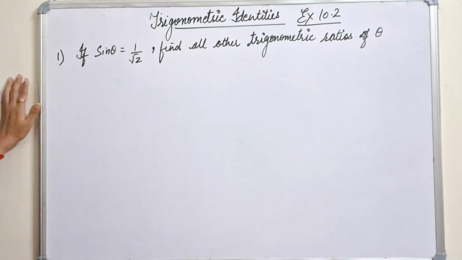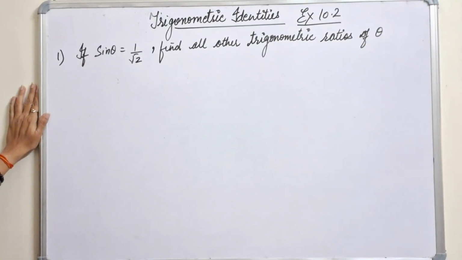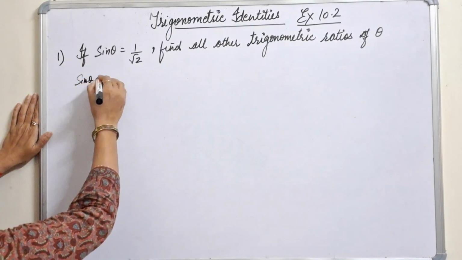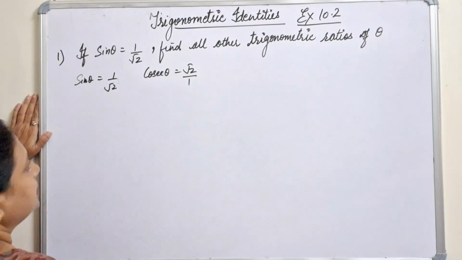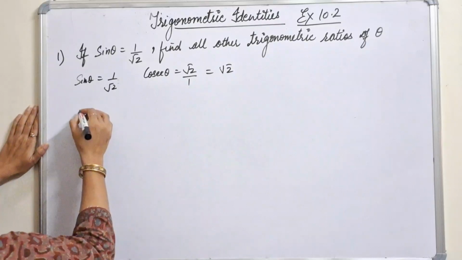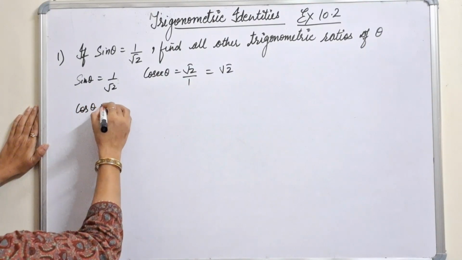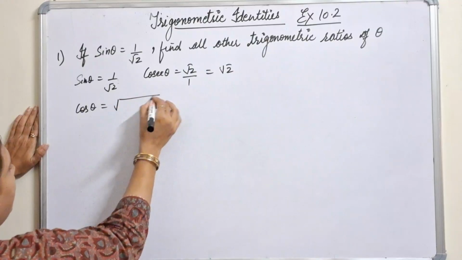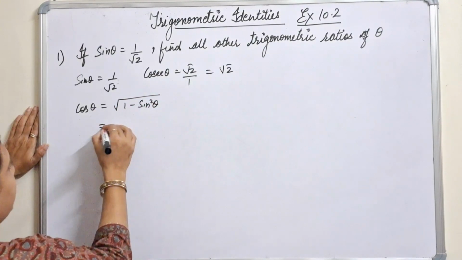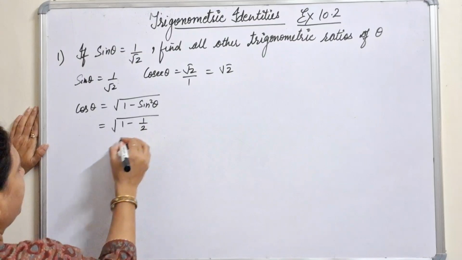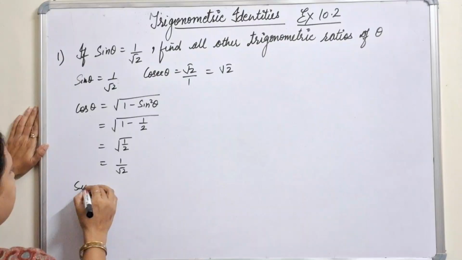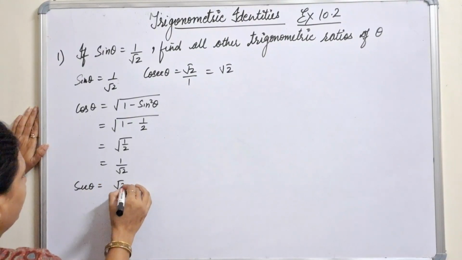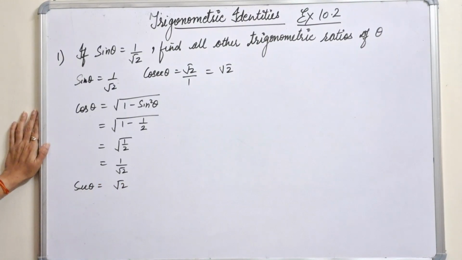क्वेश्चन नंबर 1, if sin theta is equal to 1/√2, find other trigonometric ratios of theta. See, you are having sin theta as 1/√2. So cosec theta will be the reverse of sin theta, that will be √2. And जब sin theta 1/√2 होता है तो cos theta हो जाता है √(1 minus sin square theta), that is √(1 minus 1/2), that is again 1/2 or 1/√2. Then sec theta will be √2. Sec theta is the reciprocal of cos theta.